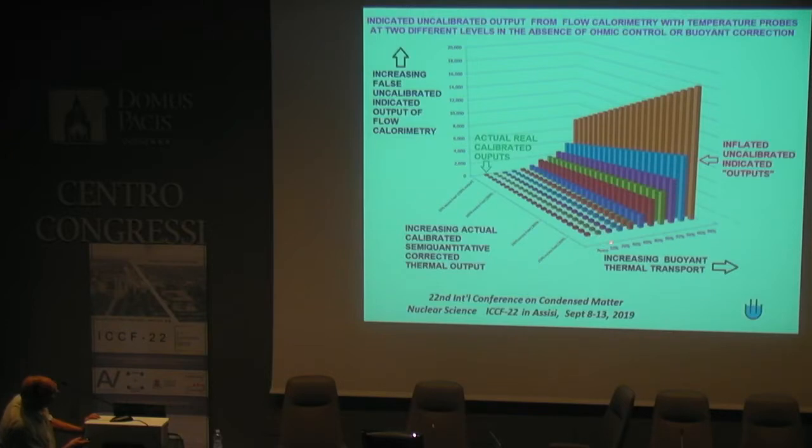So what we're looking at here in this axis is increasing buoyant transport. Here's 0. This direction is increasing excess heat. No excess heat here, a tiny amount here. Well, look what happens. If you start having buoyancy, you get a false signal. This is the indicated value of flow calorimetry that's not calibrated. Massive increase. Don't believe these numbers. I'll show you how to correct it, because what you want to do is go back to the equivalent to here.